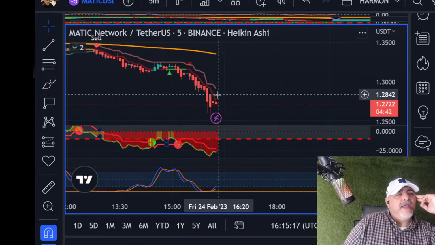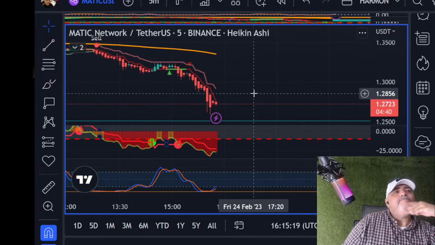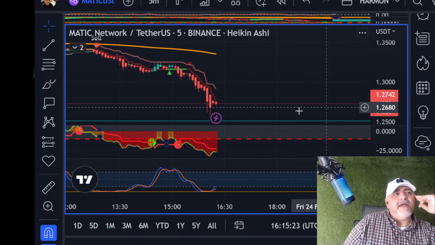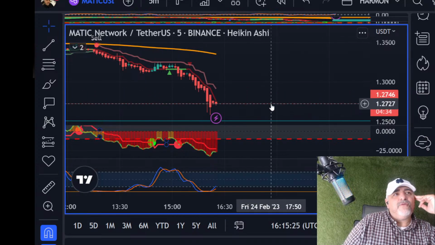So right here we have what's called a fair price for right now. So the sentiment right now is that Matic is worth $1. Look at that, $1.27, guys.